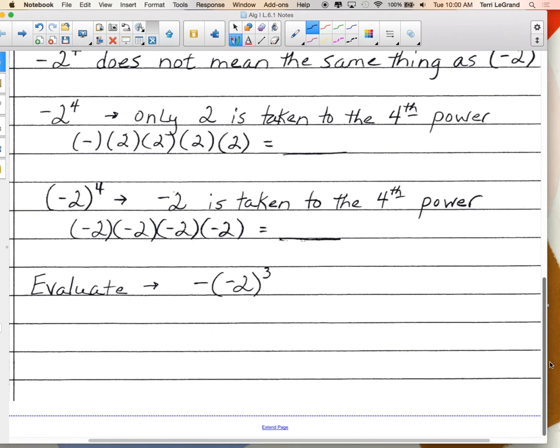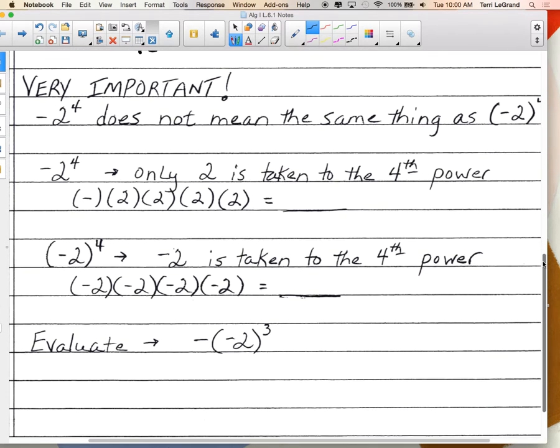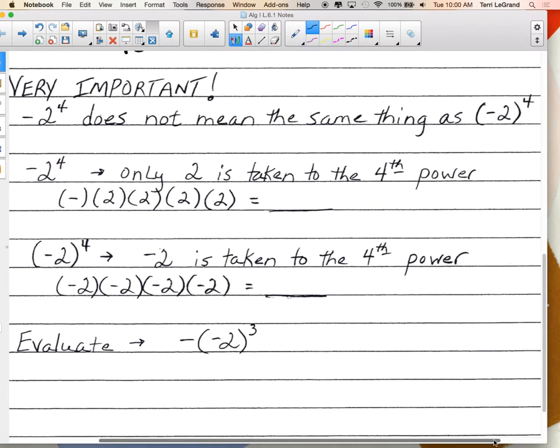Okay, then this is like my own little sideline here. I'm not sure if they did this in your book, but these are very important. Negative 2 to the 4th power does not mean the same thing as parentheses negative 2 to the 4th power. In fact, would you try that on your calculator and see what happens? I want you to check out both of them. Put them in just the way they're stated.